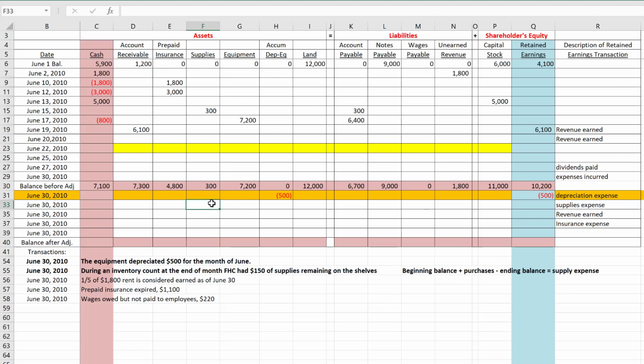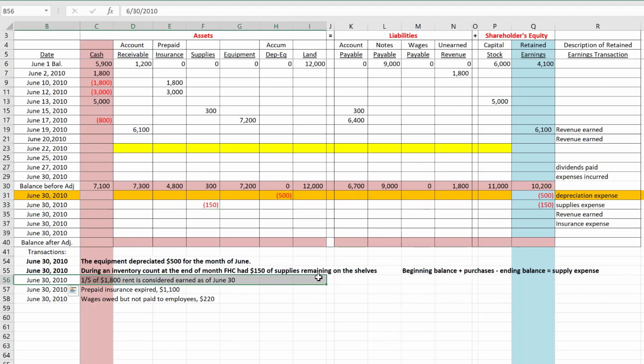So what we're going to do in this transaction is we are going to reduce our supplies by $150, and we now have a supply expense of $150. And again, it's a negative number in retained earnings because expenses are a reduction in our retained earnings. So we have a reduction in supplies. We have a supply expense. Again, we're going to see the same formula when we start looking at inventory. Let's look at the next transaction.